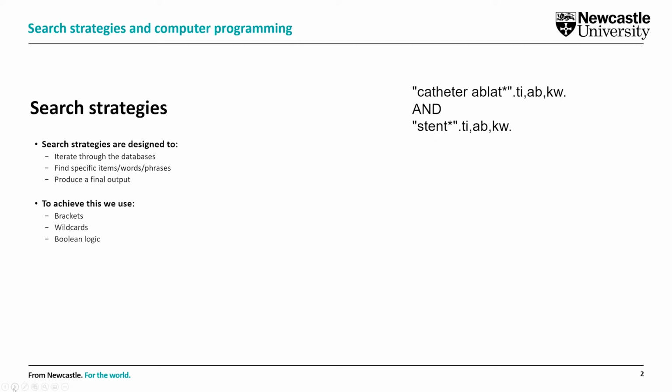We're all familiar with this. What we're asking our searchers to do is to iterate through the database, find specific items, words or phrases within the text, and produce a final output as a body of literature. And to achieve this, we use brackets, wildcards, and Boolean logic. You can see here I've put a very small example up, which is using truncation and Boolean logic to search the title, abstracts, and keywords.